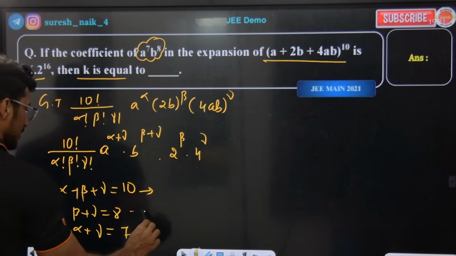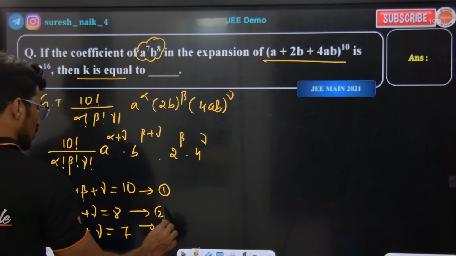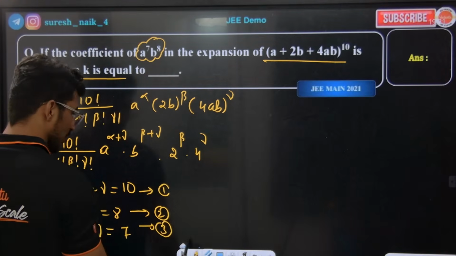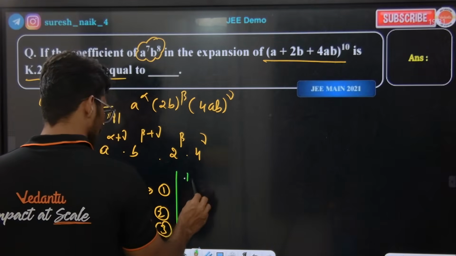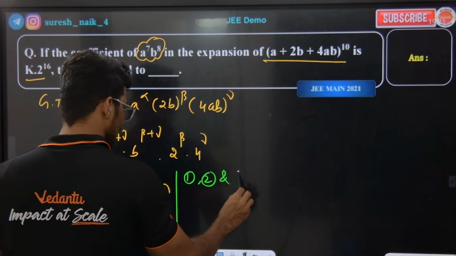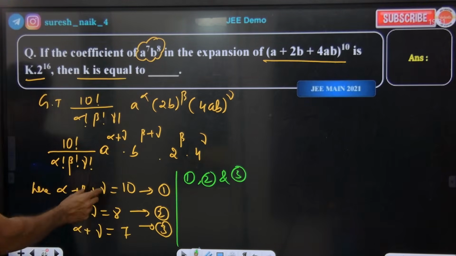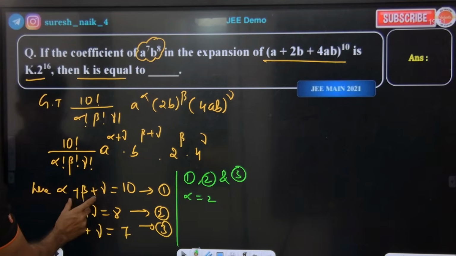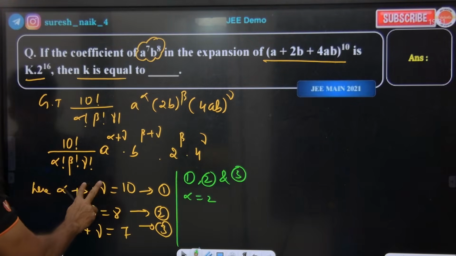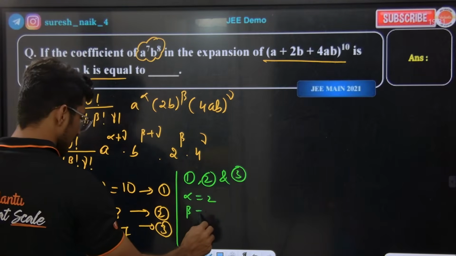Solve the 3 equations, this is 1, this is 2, this is 3. Solving 1, 2 and 3, beta plus gamma, substitute, we get 8. So alpha is 2. Alpha plus gamma is 7, so beta is going to be 3.